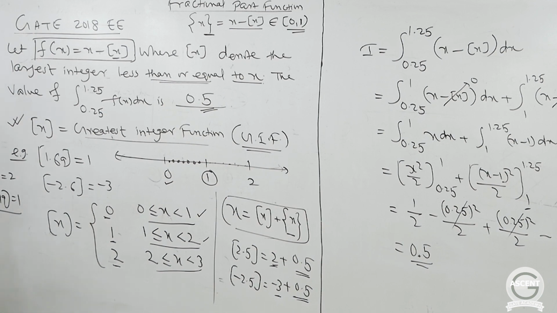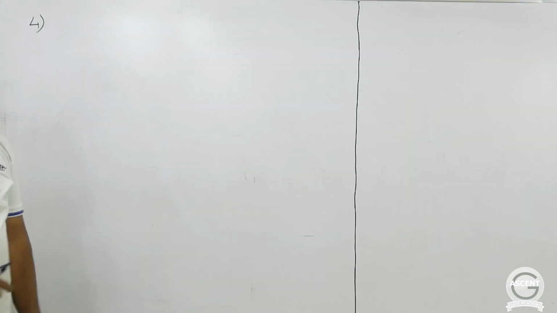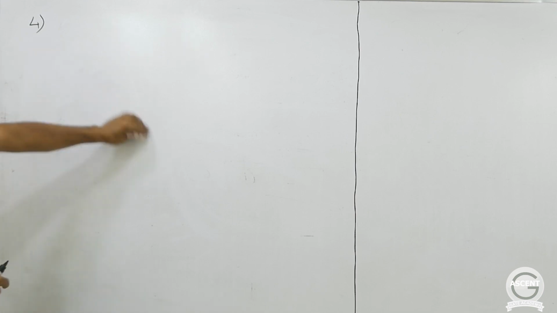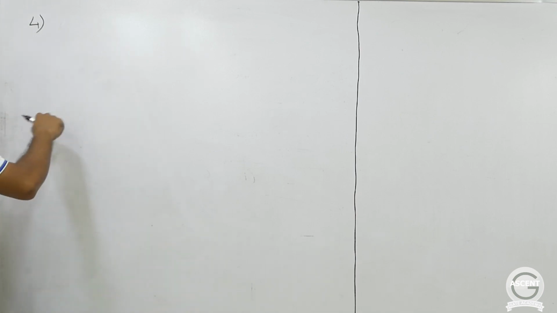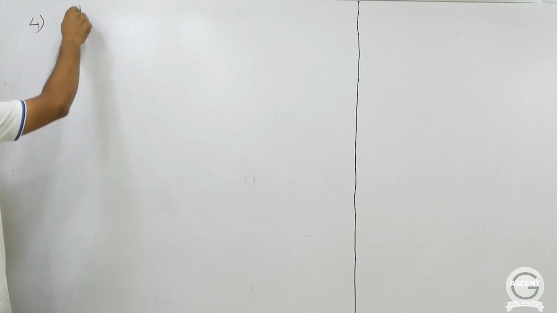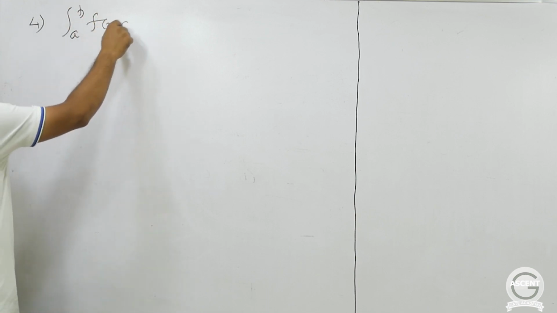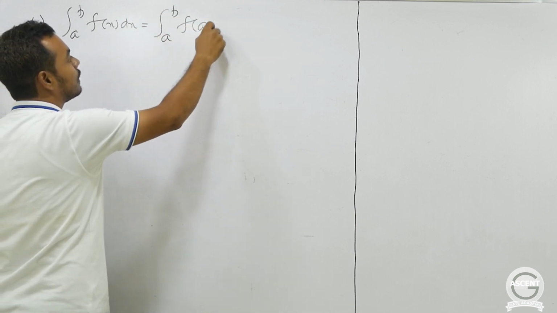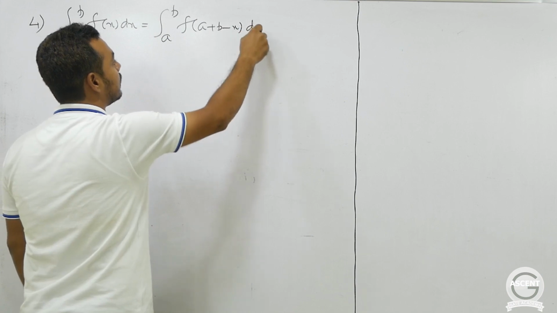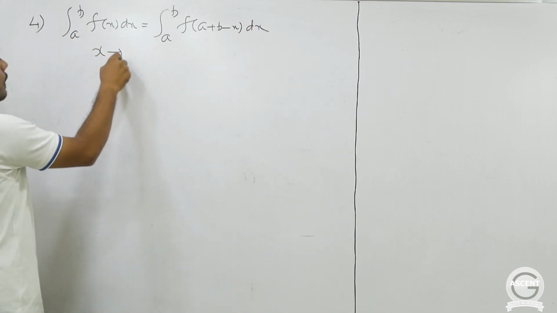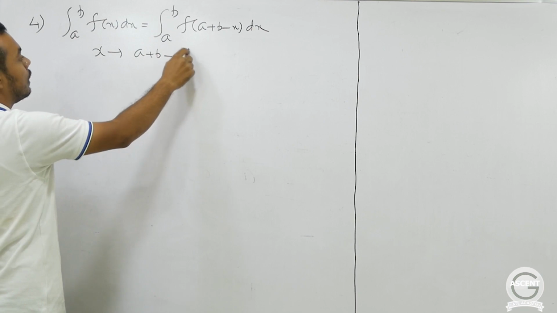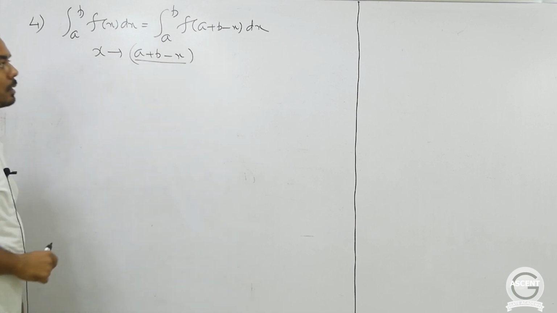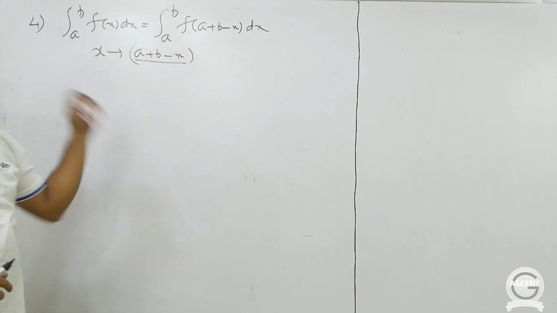Now we can see some other properties. Till now we have discussed the first three properties of definite integral. Now we have to discuss the remaining four properties. The fourth property is integration a to b f(x) dx is integration a to b f(a plus b minus x) dx. You can replace x by the sum of upper and lower limit minus x, and still the value of the definite integral will not change.